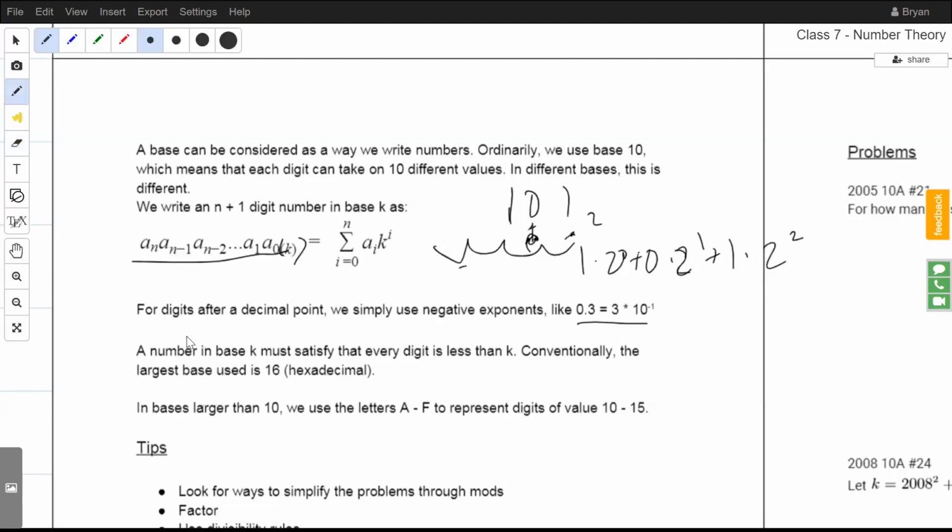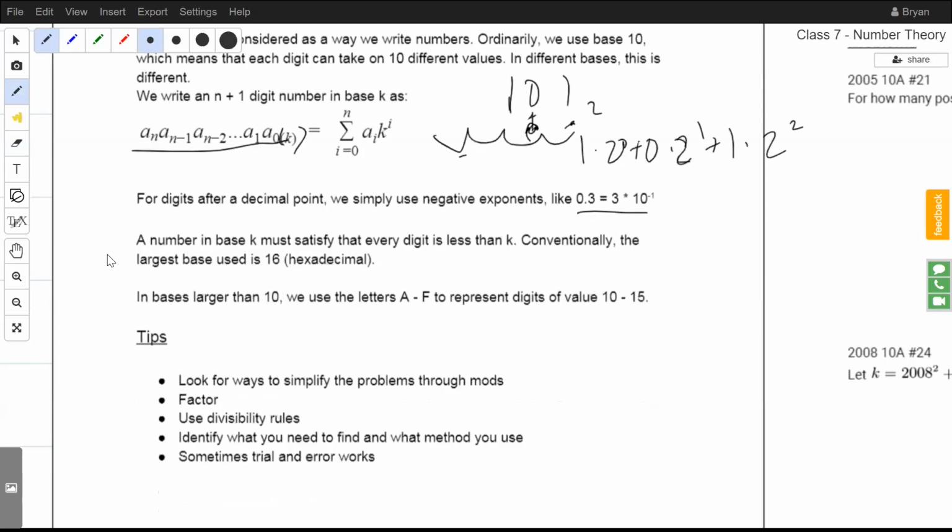And the one restricting property in a base is that every digit in that number, for it to be a valid number at least, must be less than the base. So for example, in base 10, our largest digit is 9. And if we have 10, we simply carry it over to the next digit.